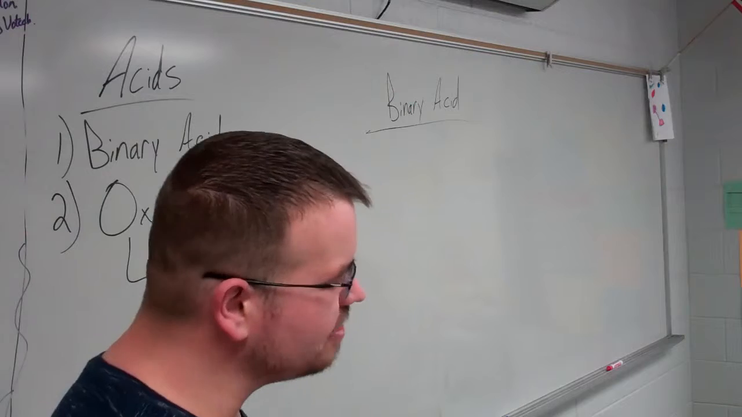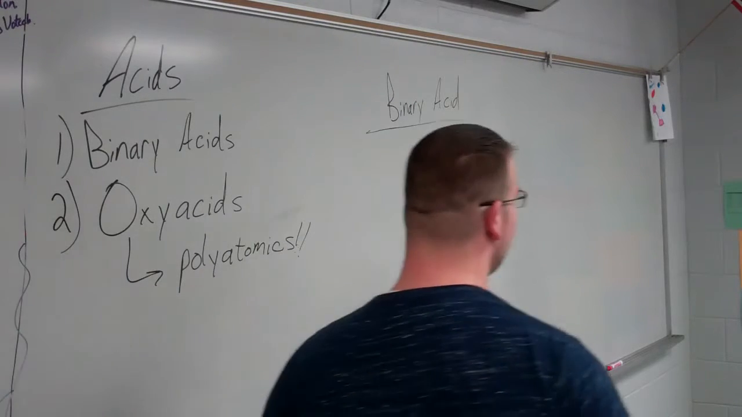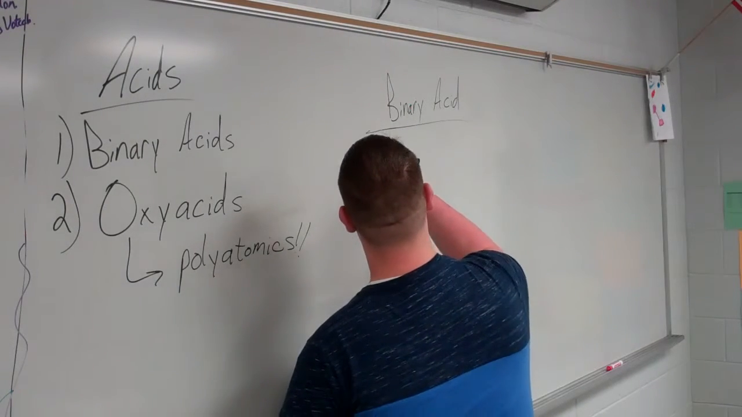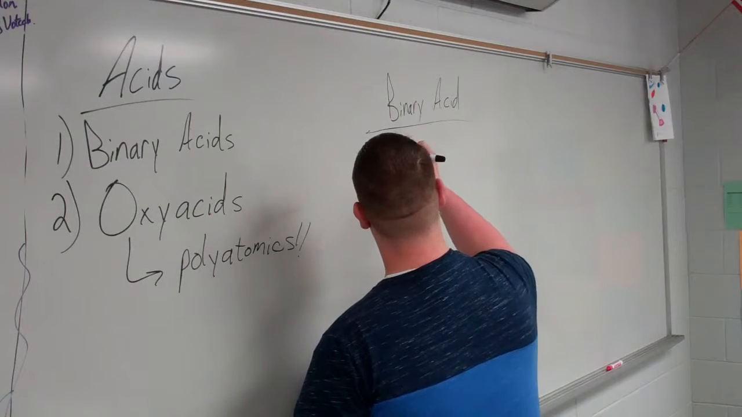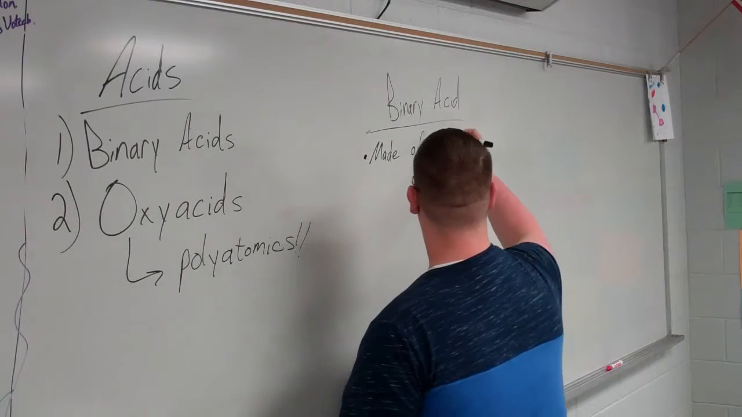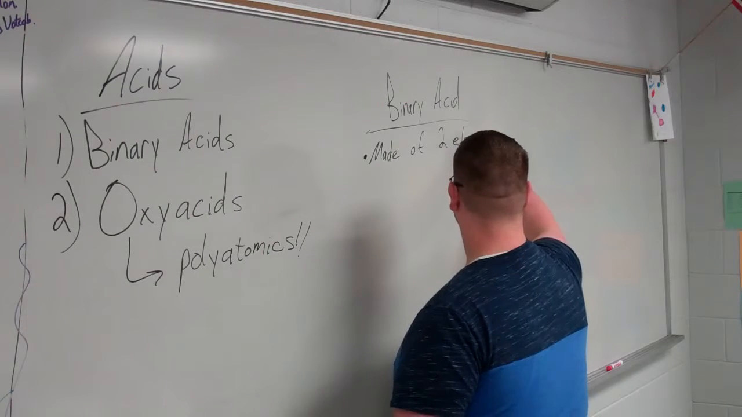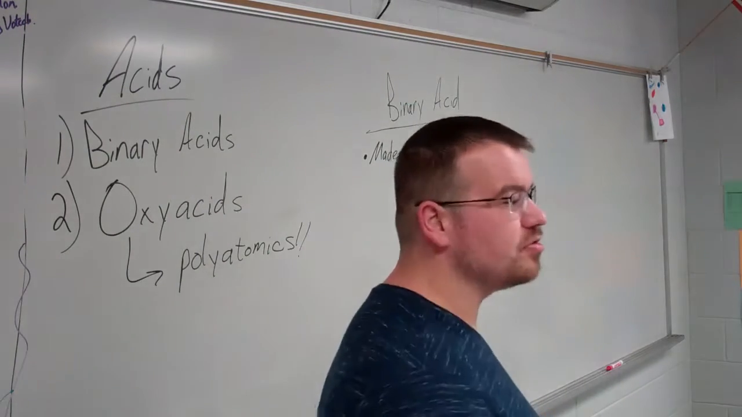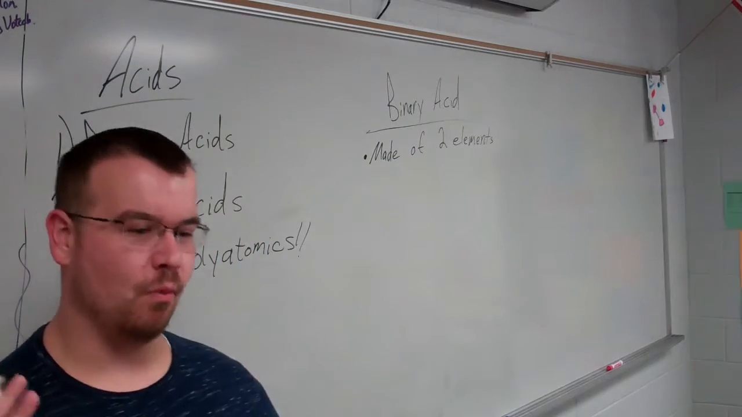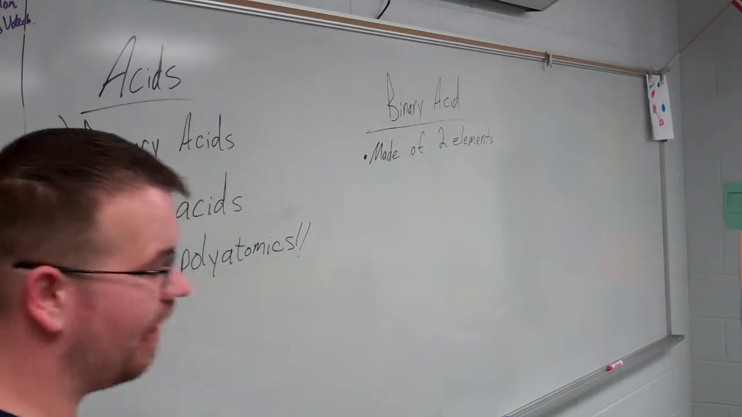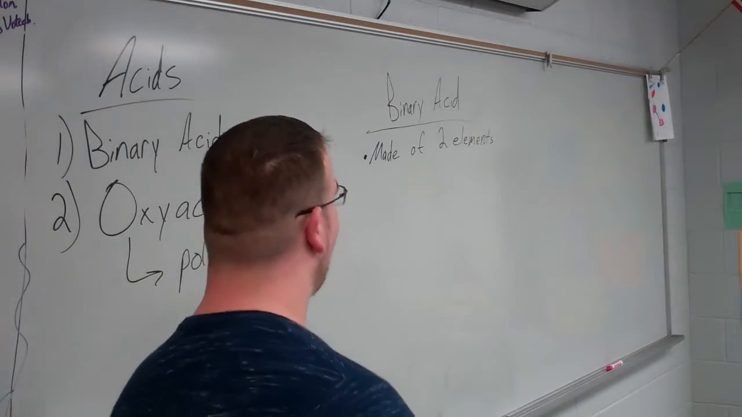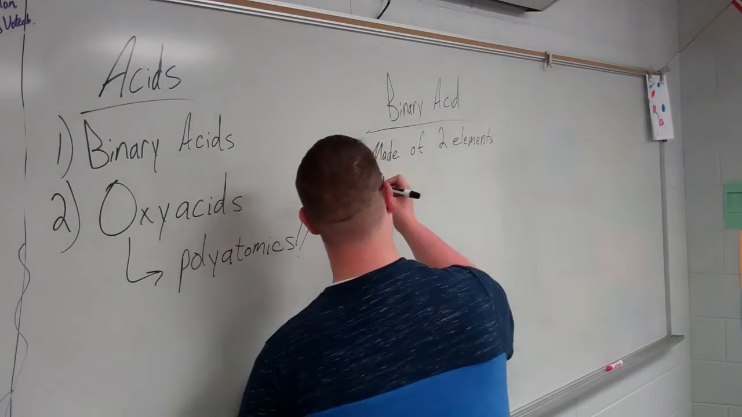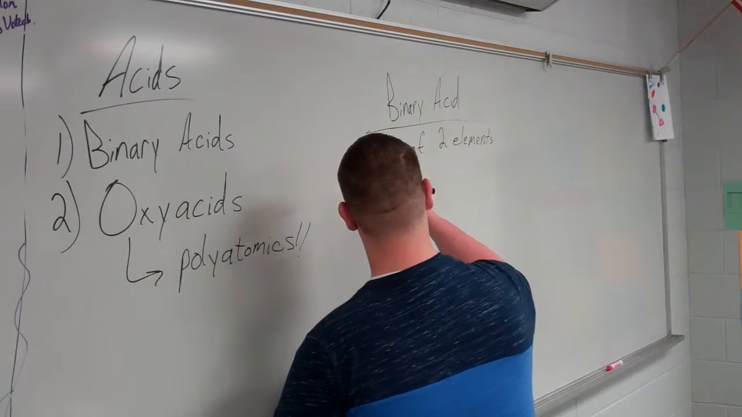All right, so binary acids. Already gave you some info on this. Made of two elements. Now, with these two elements, there's always a guarantee of one of the elements. You'll never change the fact of what it is. Out of these two elements, the first element is hydrogen.